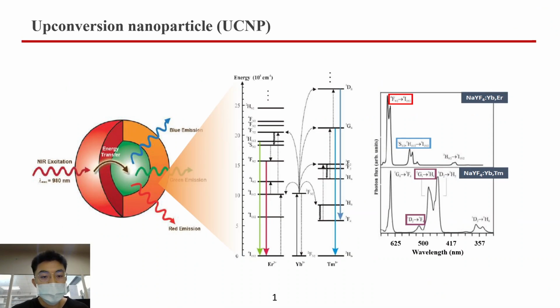Firstly, UCNPs are usually composed of absorbers and emitters. In this case, Yb is the absorber, and Er and Tm are emitters. Just like how it's been named, the UCNP can absorb a photon with lower energy through the absorbers and upconvert it into either a photon with higher energy or heat. And the distribution of the emissions is adjustable by changing the elemental ratio you want to use.